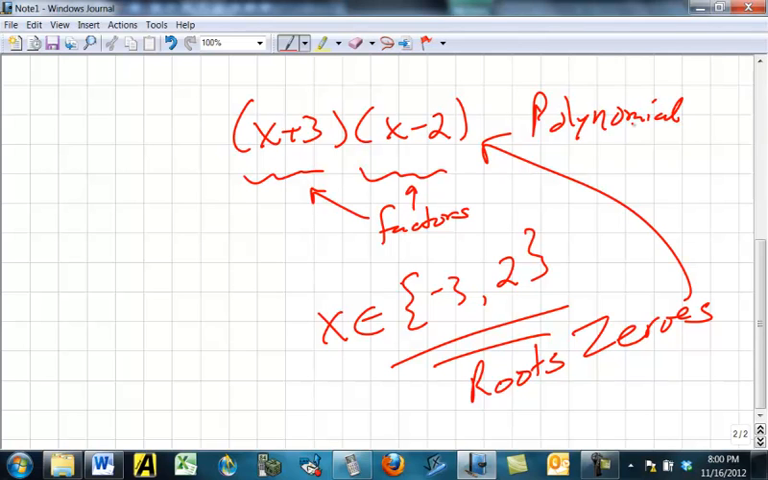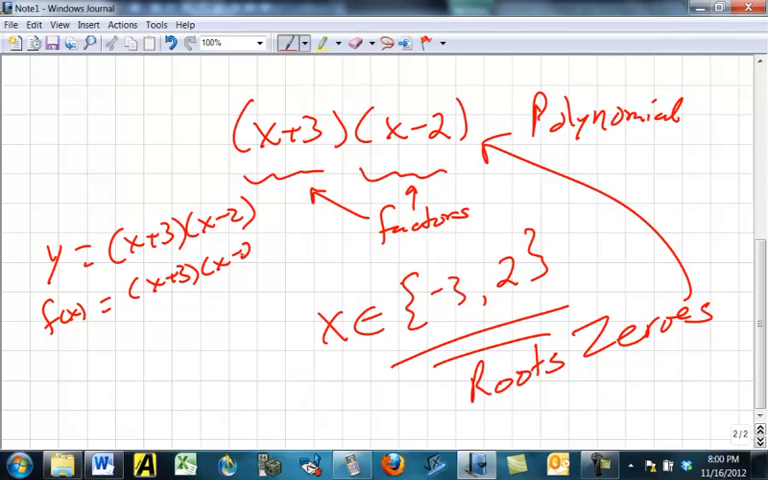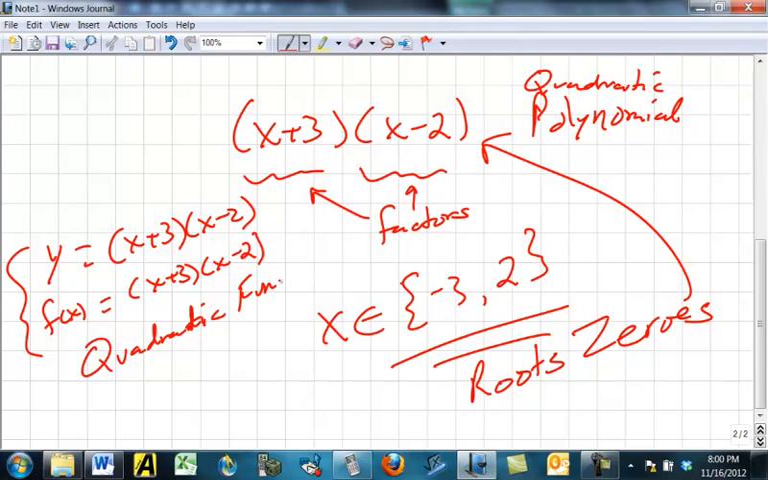Okay? But if I put y equals that, now I have an equation, or if I would rather, f of x equals this. I have an equation which represents a function. So this is a quadratic polynomial. These now, when you put y equals, are quadratic functions.